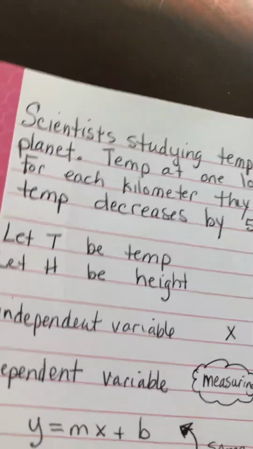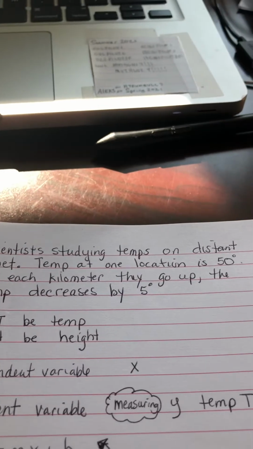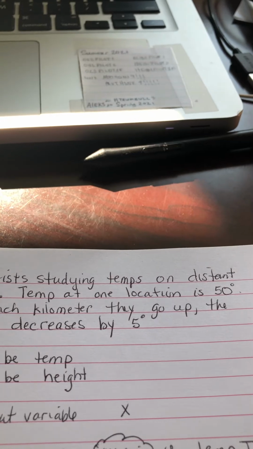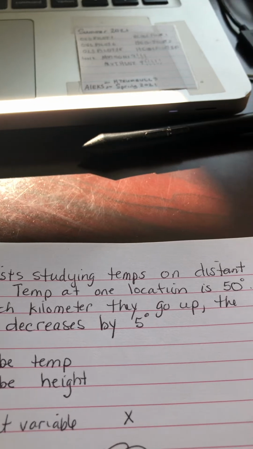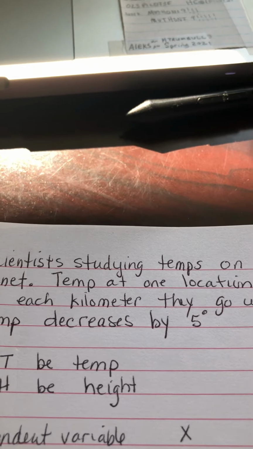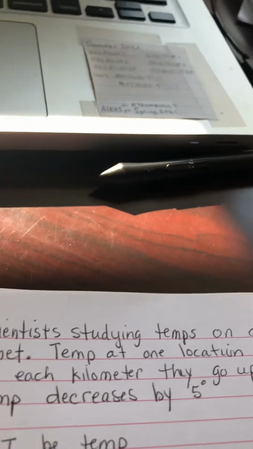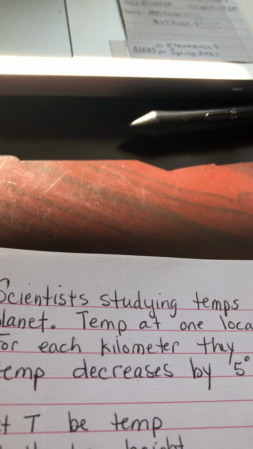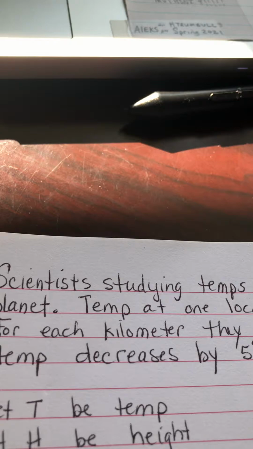So when we have this situation here, it says scientists were studying temperature on a distant planet. The temp at one location is 50 degrees. For each kilometer that they went up in elevation, the temperature decreased by 5 degrees. So the first thing I needed to do is identify what was going to be the x and the y information, because they are going to ask you to graph this as well.